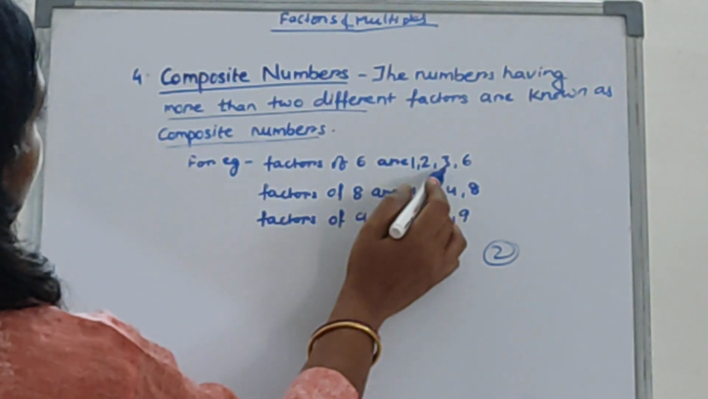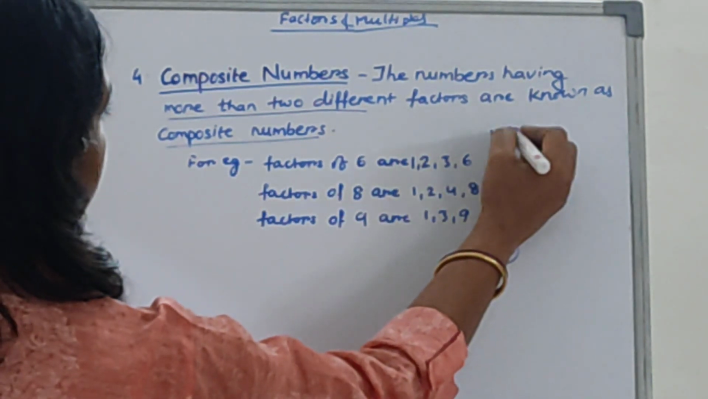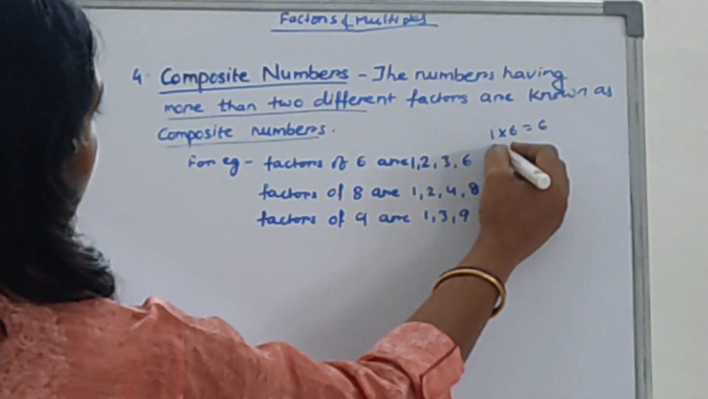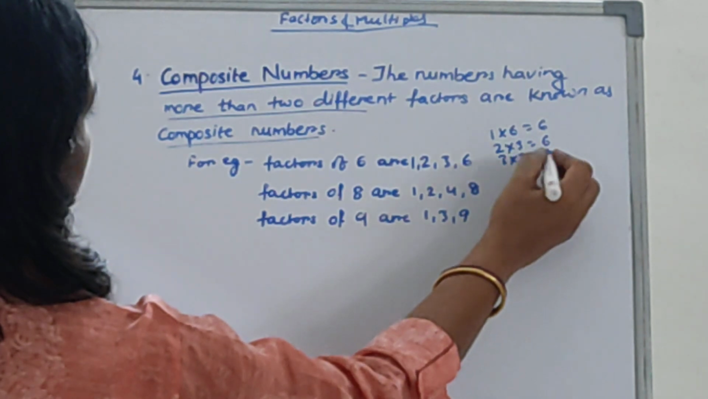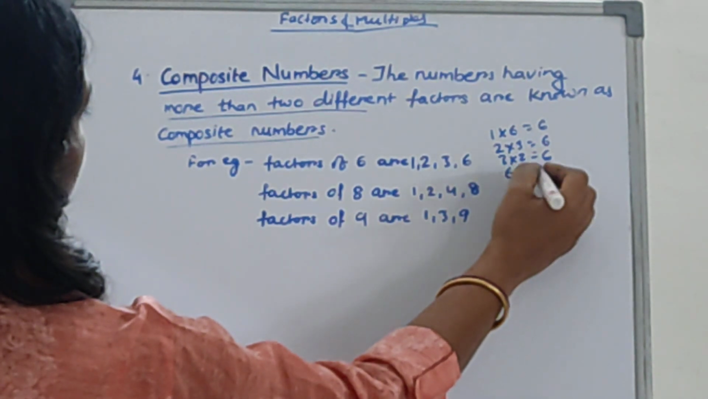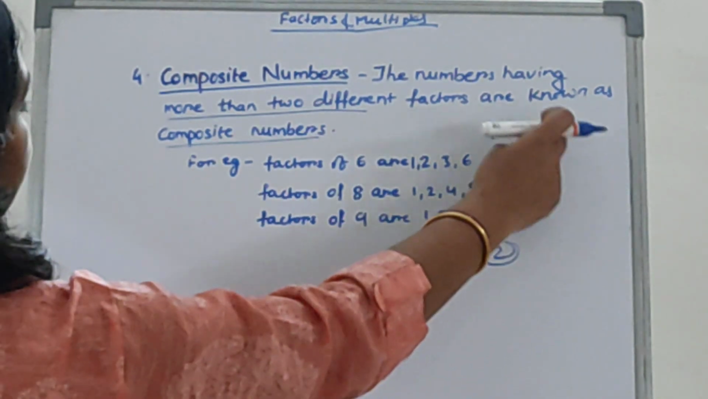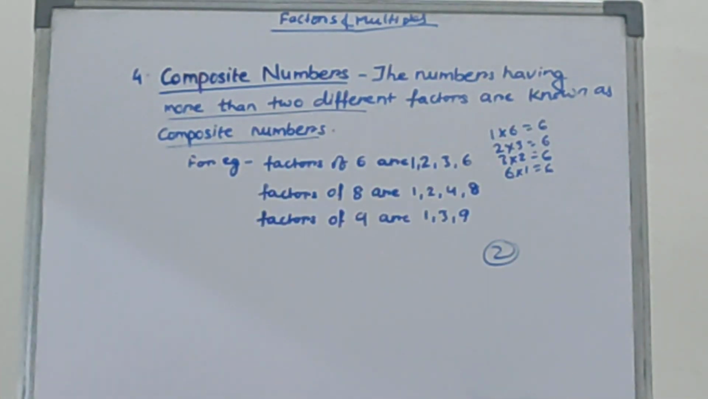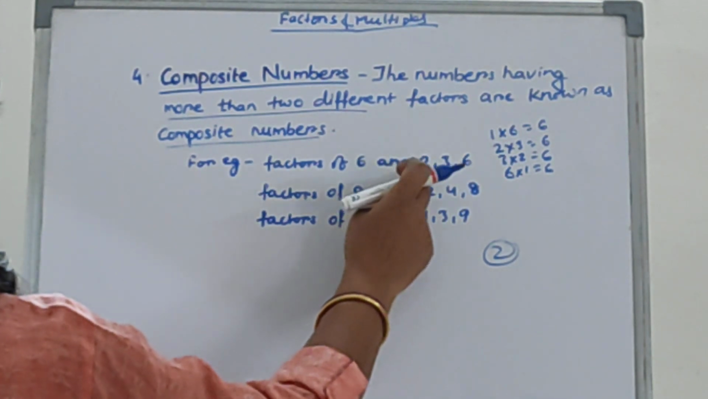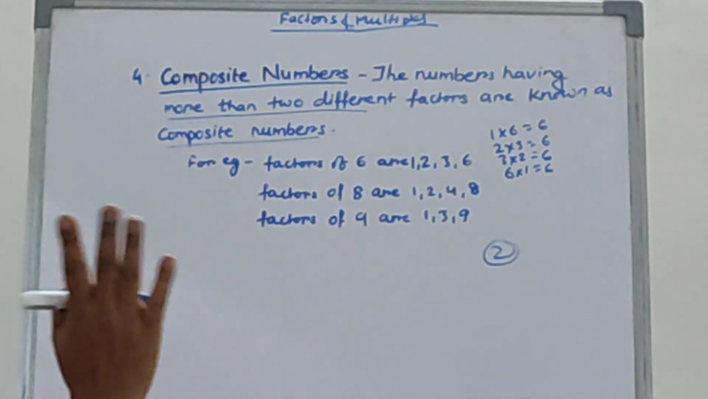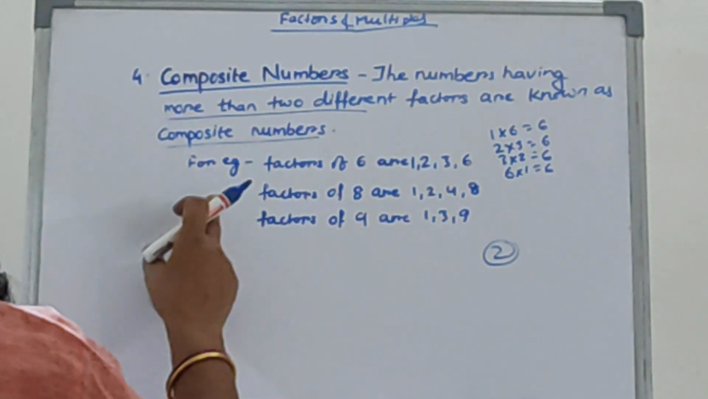It's 1, 2, 3 and 6. That means 1 into 6 equal to 6, 2 into 3 equal to 6, 3 into 2 equal to 6 and 6 into 1 equal to 6. So these are the factors of 6. These are more than 2. See, 1, 2, 3, 4. So there are 4 factors.